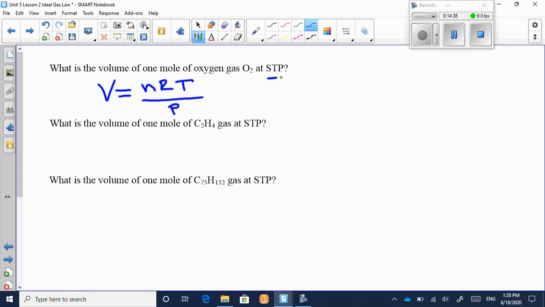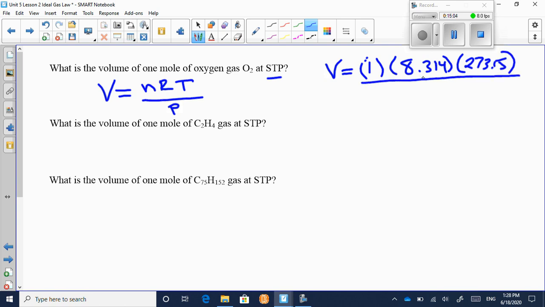Okay, well, oxygen gas, here we go. It's at STP, so watch this. Volume is equal to, well, it's 1 mole, so it's going to be 1. That's for my n. My R is 8.314. My T, if it's at STP, is equal to 273.15, because remember, I've got to use Kelvin. And then I'm going to divide by the pressure, which is 101.3 kPa.